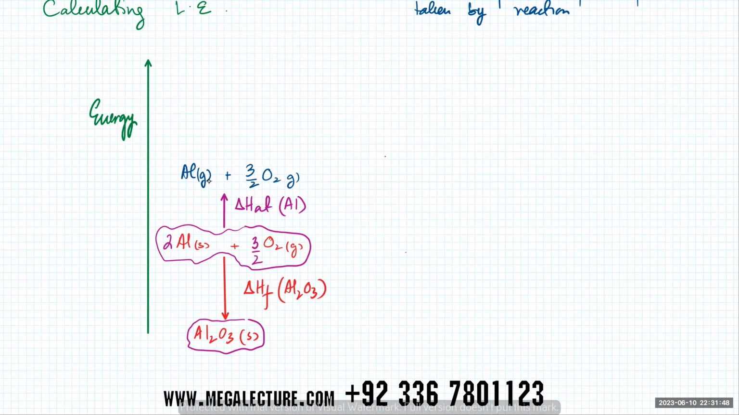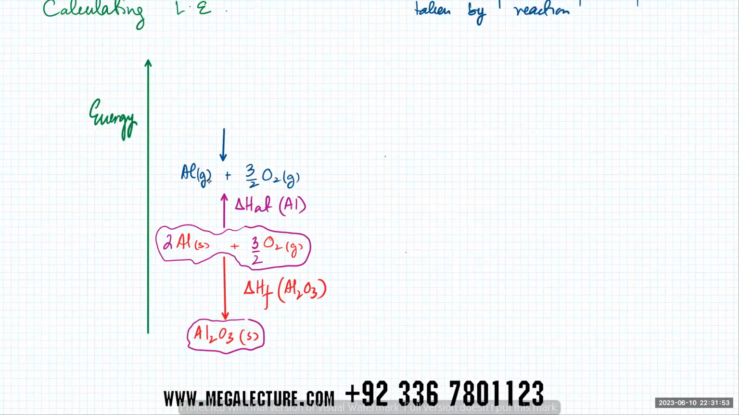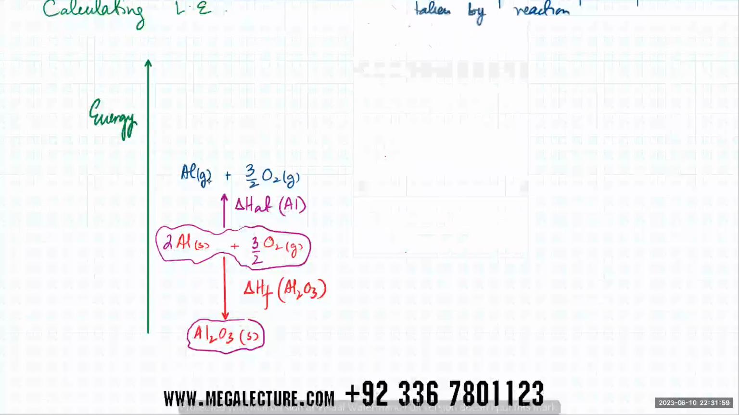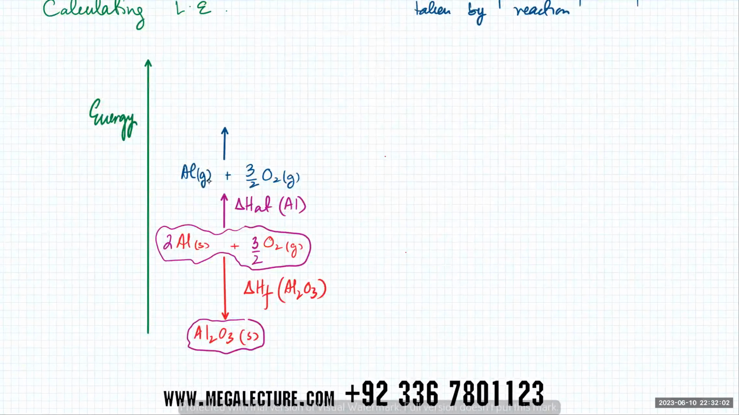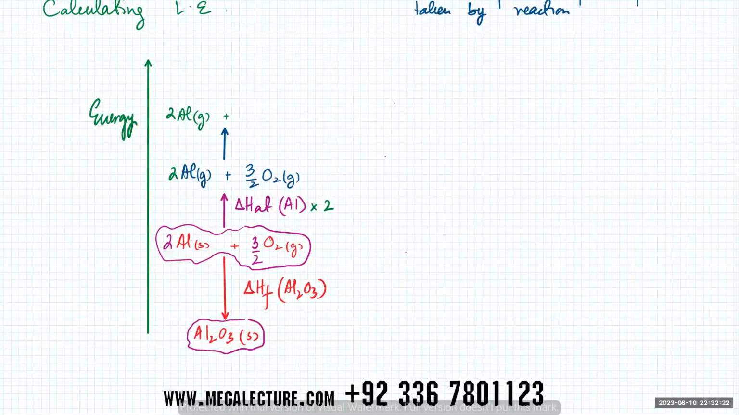So this is O2 gas as it is. Next, I'm going to atomize oxygen. Aluminium is already done; it's split into atoms, and there would be two of them, so the enthalpy of atomization of aluminium will be multiplied by 2. Now I'm going to break down the O2 gas molecules, breaking their bonds to form 3 oxygen gaseous atoms.